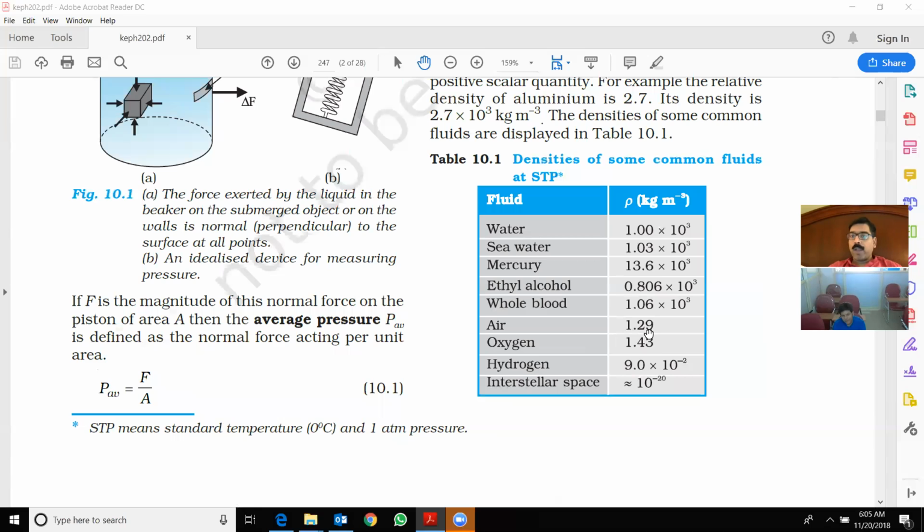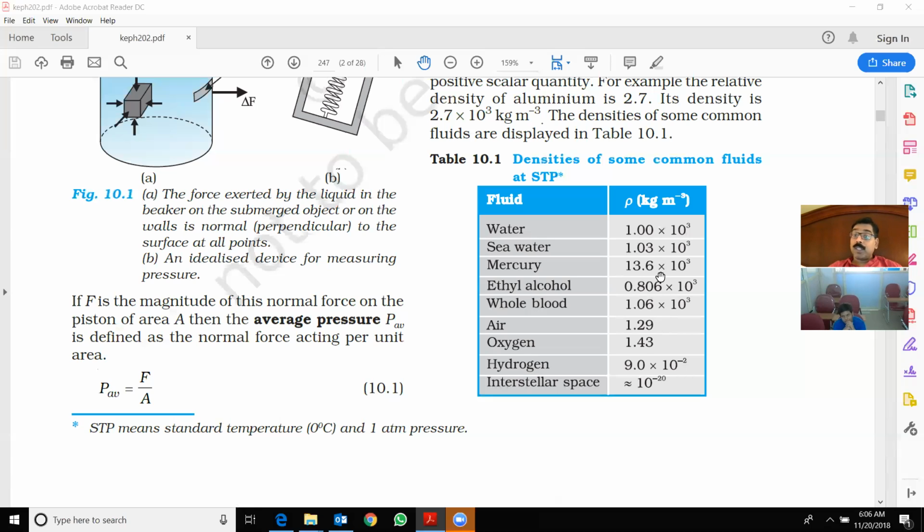Here we have the densities. Air has the density of 1.29 kg per meter cube, right? And water has 1 into 10 to the power 3. If it is 1000, this is 1.29. That is the difference, right? So to have a reduction of 1 atmosphere, I will have to go approximately 1000 meter above. Then I will have a reduction of 1 atmosphere. Okay, that is what is important to understand.